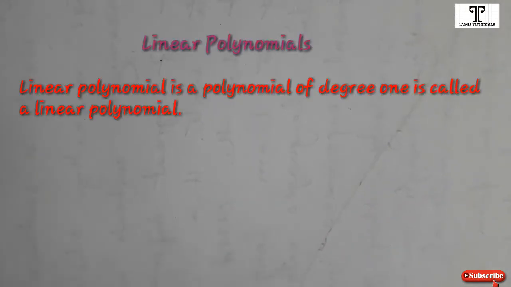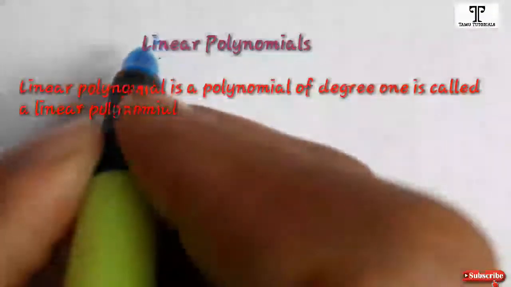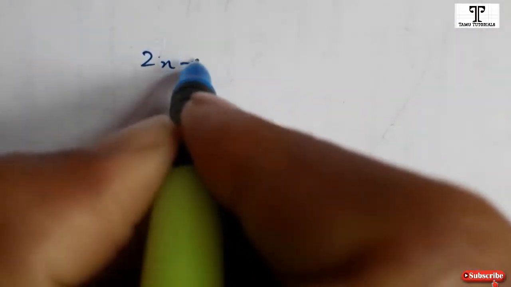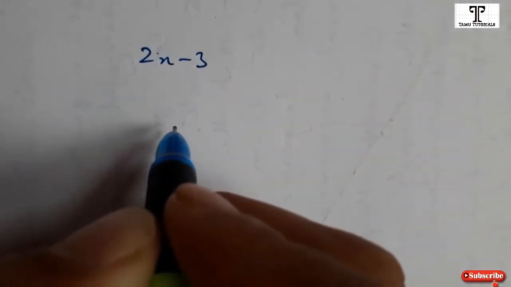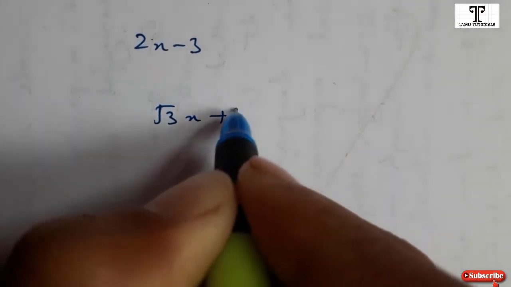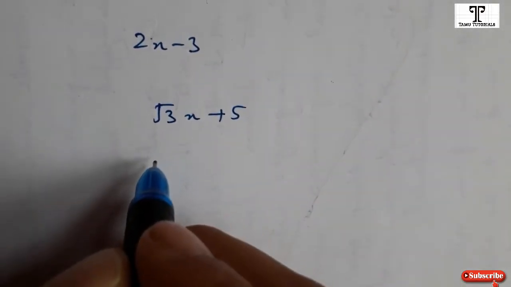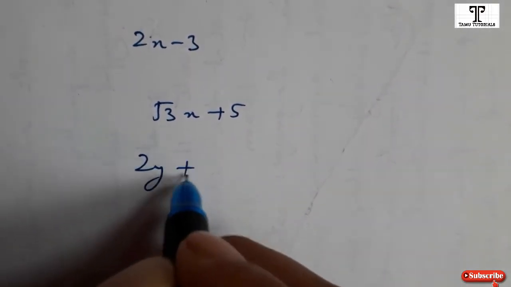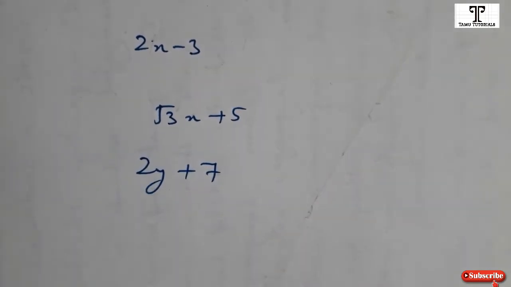Okay, now linear polynomial. A linear polynomial is a polynomial of degree 1. So a polynomial of degree 1 is called a linear polynomial. For example, 2x minus 3 is a linear polynomial. Root 3 x plus 5 is a linear polynomial. Okay, 2y plus 7 is a linear polynomial.